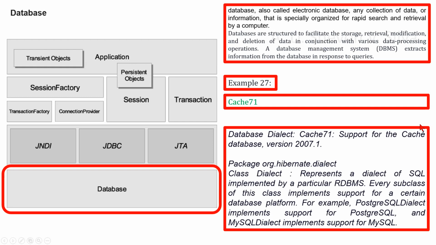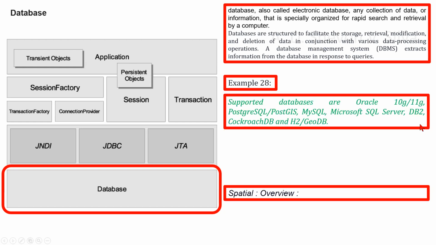with regard to class Dialect. Dialect represents a dialect of SQL implemented by a particular RDBMS. Every subclass of this class implements support for a certain database platform. For example, PostgreSQLDialect implements support for PostgreSQL, and MySQLDialect implements support for MySQL. The class Dialect is in package org.hibernate.dialect.